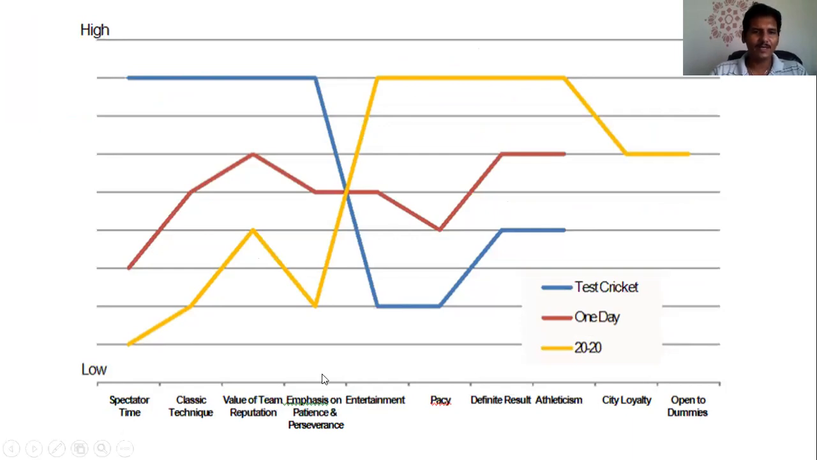Classical technique, so value of the team reputation. You have a mixture of several people. Entertainment is very high compared to the other things. It's completely open to dummies. Fine. So this is how they got the blue space, and it was a big success. IPL was a big success. This is a very classical, very good example for identifying the blue ocean and implementing it. So this is the blue ocean for IPL.